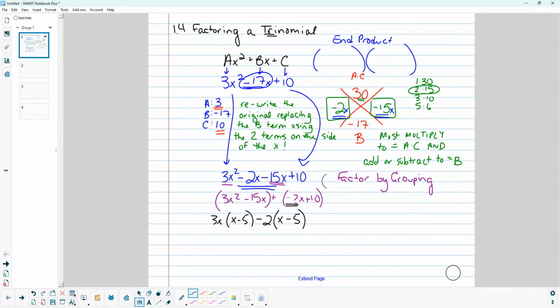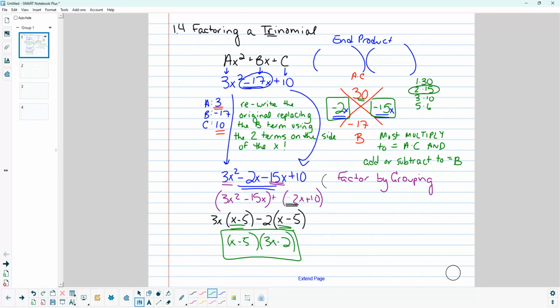And now, my last thing here, I have my common quantity. So x minus 5 gets factored out. And my GCFs, 3x minus 2. And that is the answer that you're going to have. Okay? So we're going to try 2 more of these.